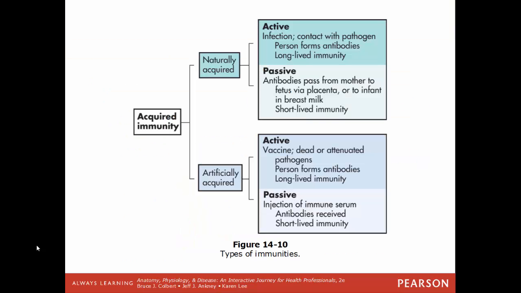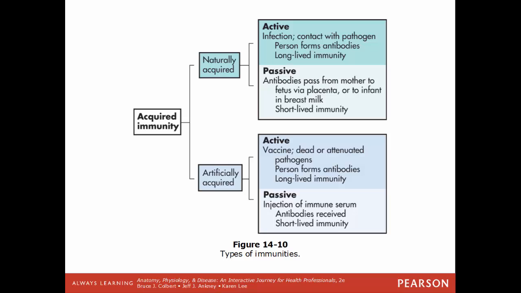Alright, here's a summary of all four of those. You have immunity that's naturally acquired and artificially acquired. A good way to keep these two separate: anything that is artificially acquired, you are being injected with something, so injected with a vaccine or injected with antibodies. If something is active, you, the person, are developing your own antibodies. If it's passive, you are receiving already made antibodies.